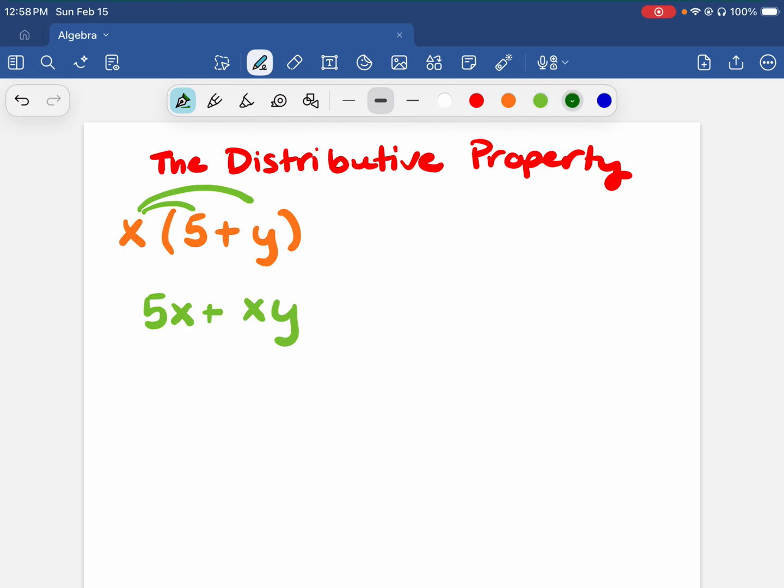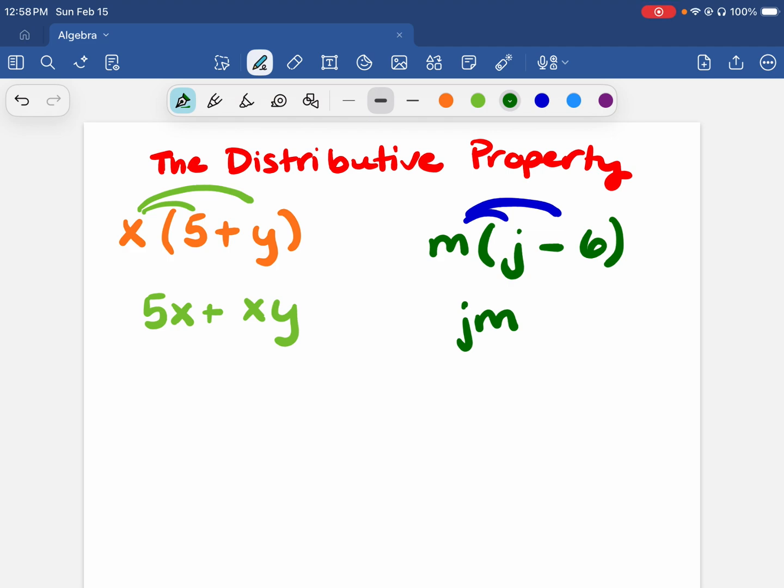Another example, if we want to multiply another monomial, we'll say m times another variable j minus 6. I'm going to share out my m to both the j and to the 6. So I'll multiply j times m or m times j. The order doesn't matter when we're multiplying. Minus 6m. Now minus m times 6, minus 6 times m, those mean the same thing, but a lot of the times our standard form is written the number and then the variable.